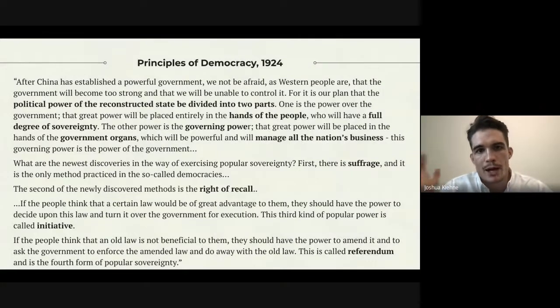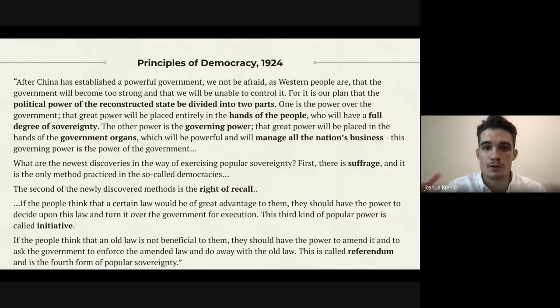Sun Yat-sen continues to write on what this new democracy, what this new republic is to look like. And he says that in order to have a strong democracy, you need to have a separation of powers. It needs to be divided into two parts. The hands of the people need to have the majority of control. They should have a full degree of sovereignty. They should be able to make decisions, to vote freely in order to elect representatives who represent their aims. And what they do is they then elect a governing power who will manage all of the nation's business. So the governing power is in the hands of the people. Not the other way around.